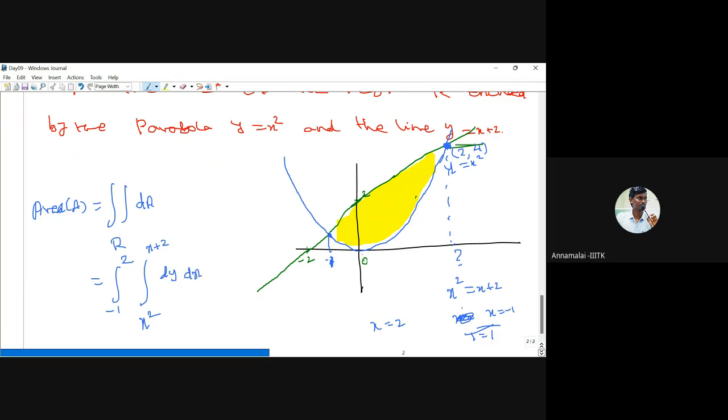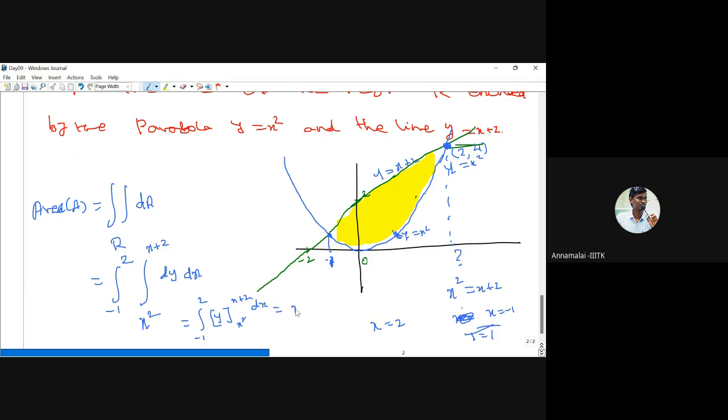Because what is the lowest curve? This is our lowest curve, y equal to x square. The upper curve is y equal to x plus 2. Therefore, the lower limit is x square, and the upper limit is x plus 2. Now, if we integrate and then substitute, we get integral from minus 1 to 2 of y, substituting x square to x plus 2, dx. So this is nothing but x plus 2 minus x square.